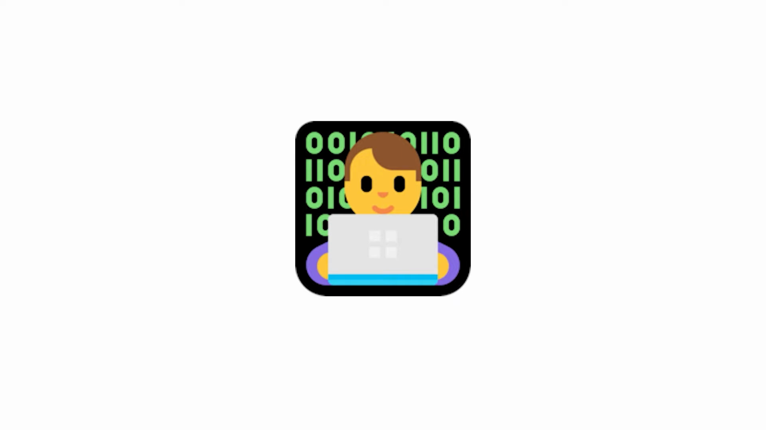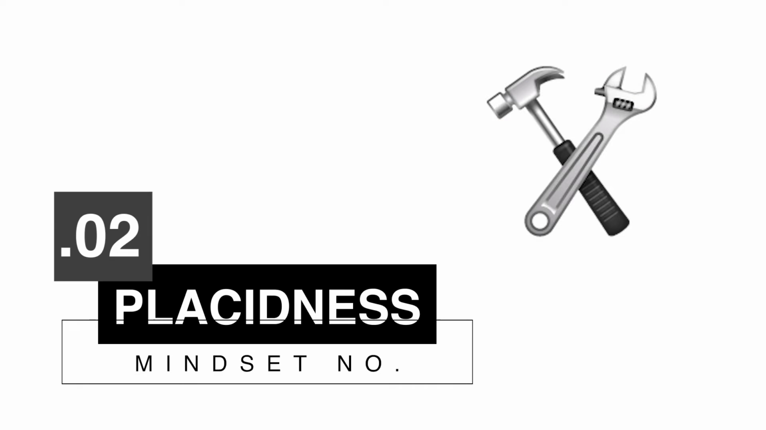Note that Sam asked for help from John as he didn't know programming, which we will discuss further in a minute. Now, this type of laziness, or first thinking and then reacting, can also be called placidness, which is our mindset number 2.